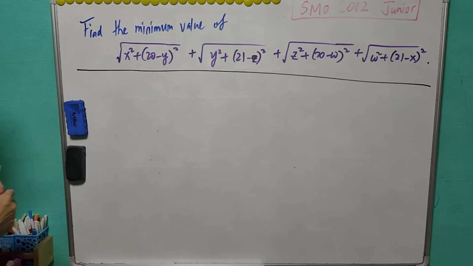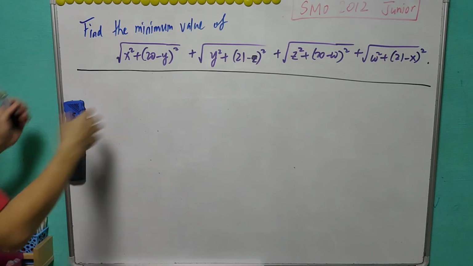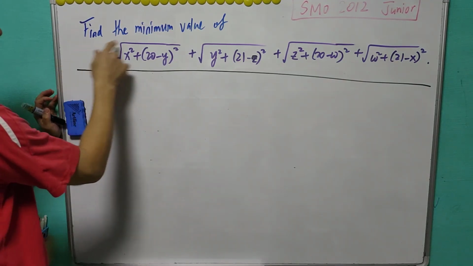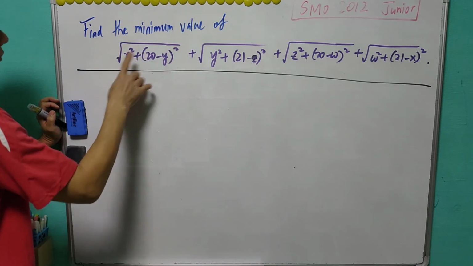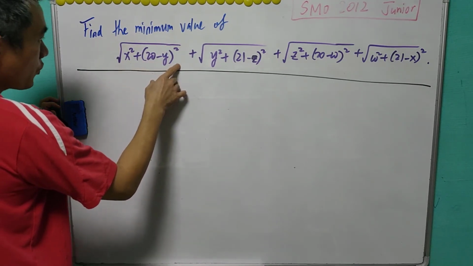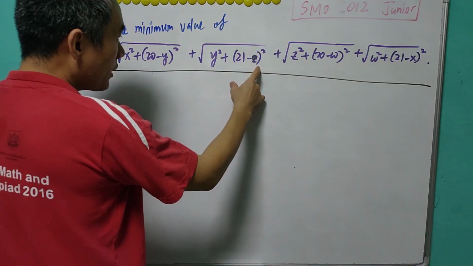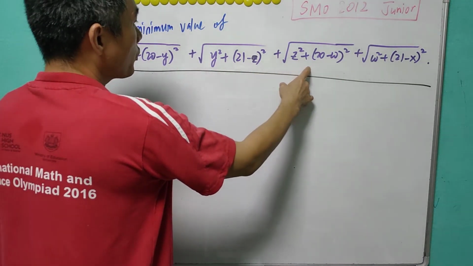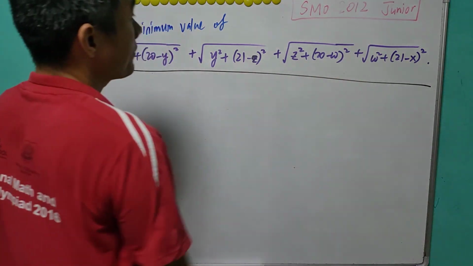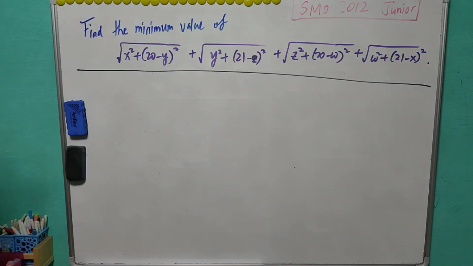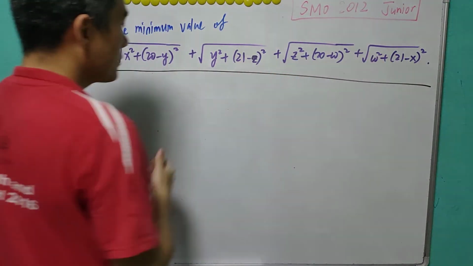For today's question, we are going to discuss this question from SMO 2012 Junior section. You are asked to find the minimum value for this expression, that is square root of x squared plus (20 minus y) squared, plus square root of y squared plus (21 minus z) squared, plus square root of z squared plus (20 minus w) squared, plus square root of w squared plus (21 minus x) squared. You may note that 20, 21 appear several times.